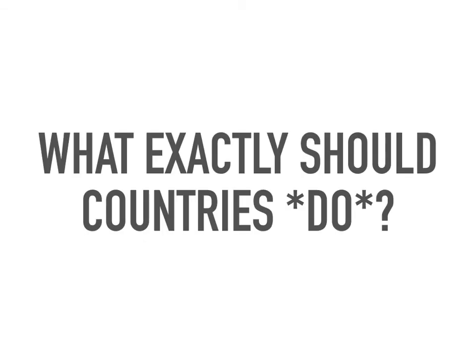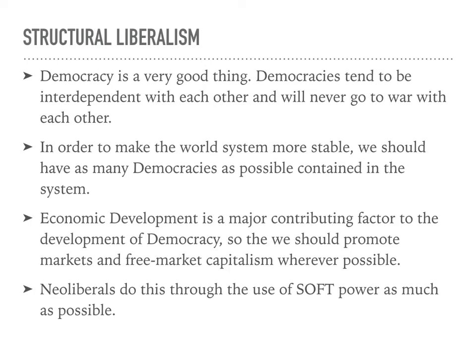So let's ask it again. What exactly should countries do? Here it is. Democracy is a good thing. Democracies tend to be interdependent with each other, and they don't go to war. And so in order to make the world system more stable, we should have as many democracies as possible contained in the economic system.